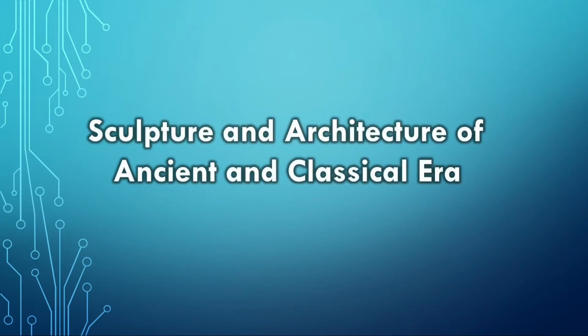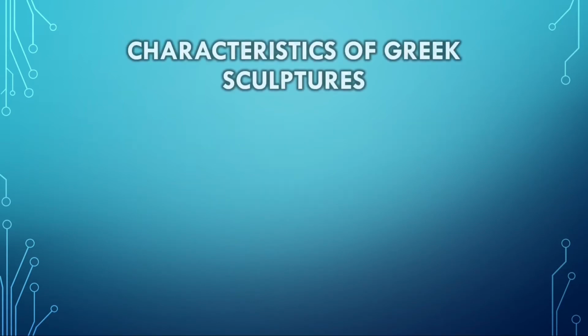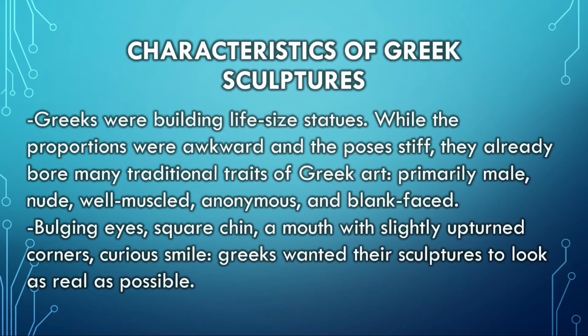Sculpture and architecture of the ancient and classical era. Sculptures from the classical period: Greek sculptures. Characteristics of Greek sculptures: Greeks were building life-size statues.